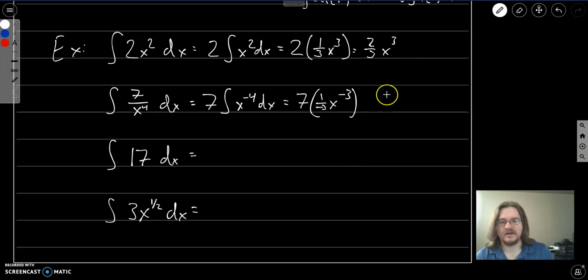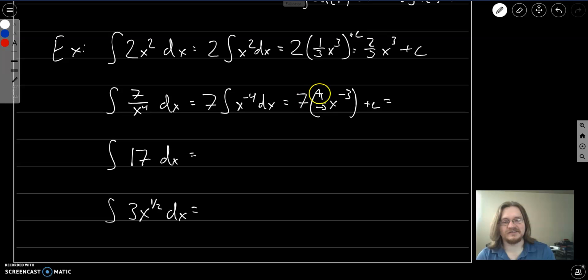And then, everyone should be yelling at the screen right now because I forgot my plus c on my previous problem. So plus c. Every antiderivative will have that plus c because when I take the derivative and I try to go backwards, the derivative of that is just 0, so I do get my original function back no matter what that c is. So I can't forget my plus c. You should be yelling at me right now.